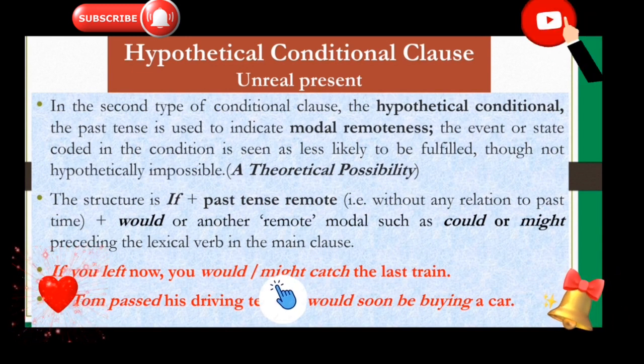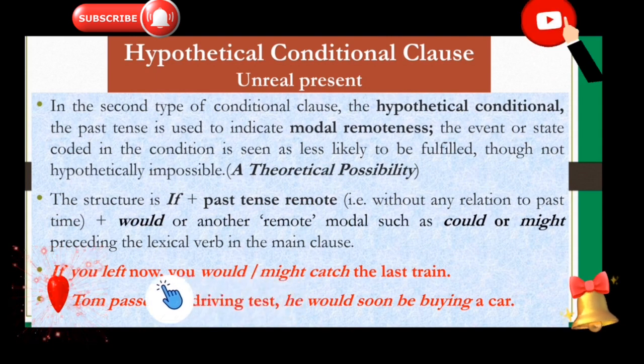Why do we imagine? Because something is unreal. But it doesn't mean that it cannot happen. It may happen, but there are fewer chances or it is less likely to happen.